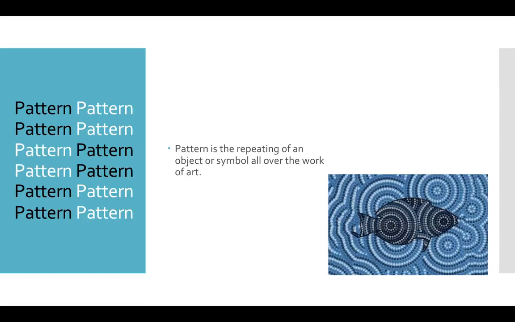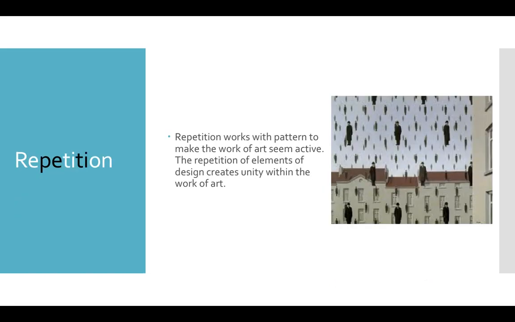Patterns. Pattern is just the repetition of an object or symbol all over the work of art. So in this example here, it's just a bunch of circles that get repeated to give the illusion of a fish within water. Repetition goes with patterns. Repetition is going to make your work seem more active. So it's just adding the same element over and over again, adding some unity within your artwork.